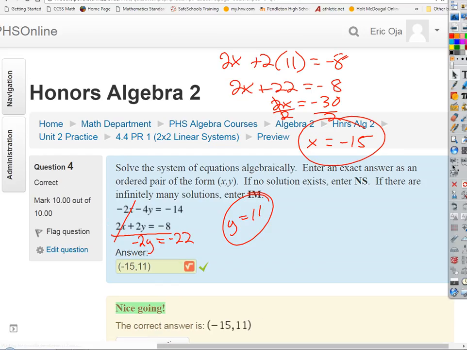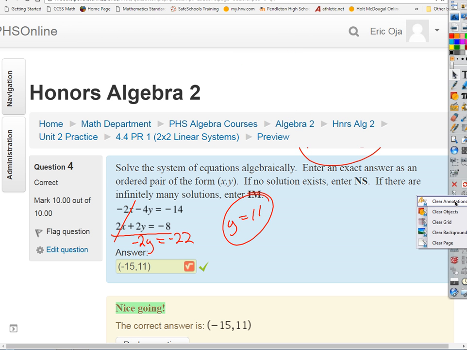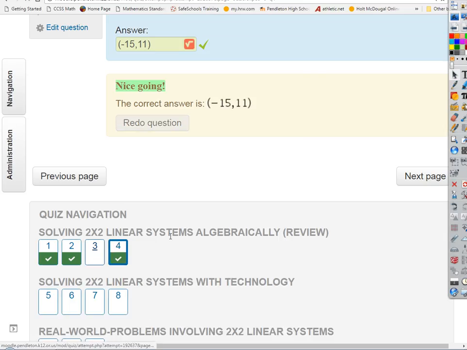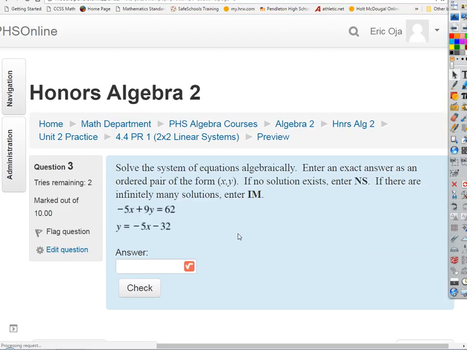Okay. And I think one of these, maybe this is the one. Did that one have fractions? Yeah, it probably did. Well, I'm not going to do it. You guys can deal with fractions.